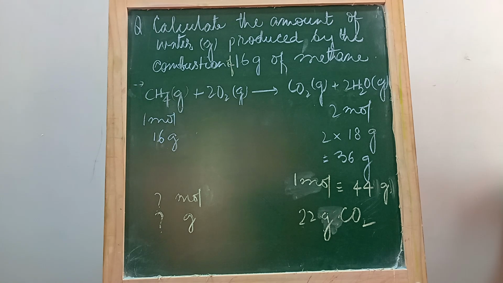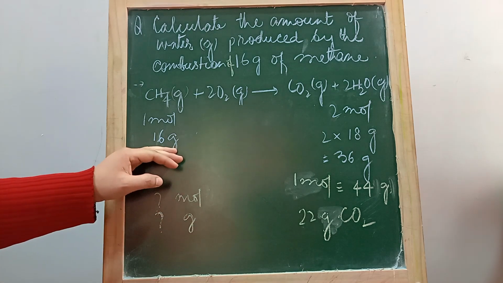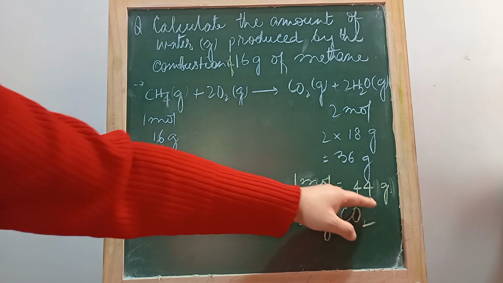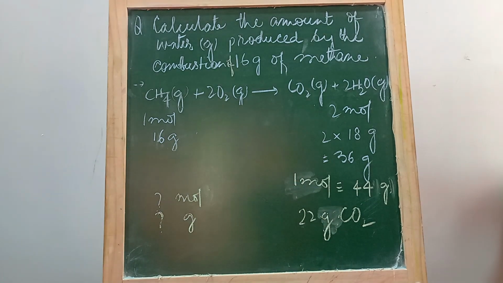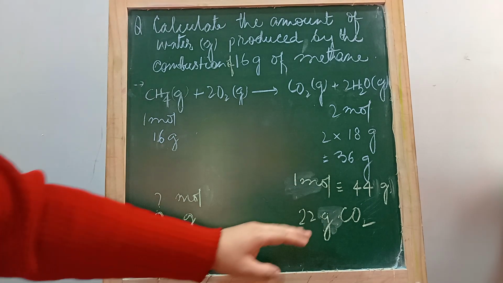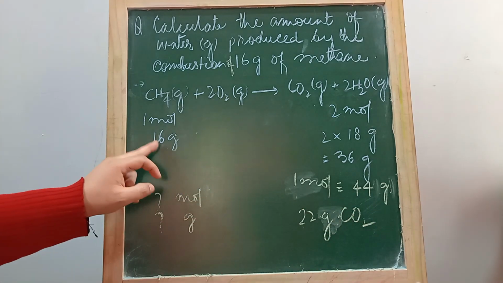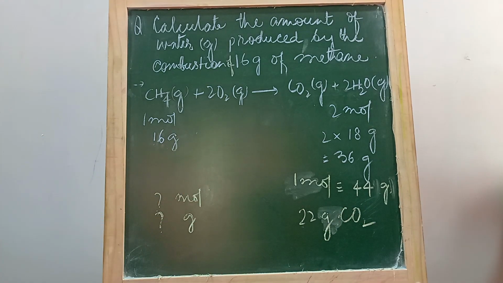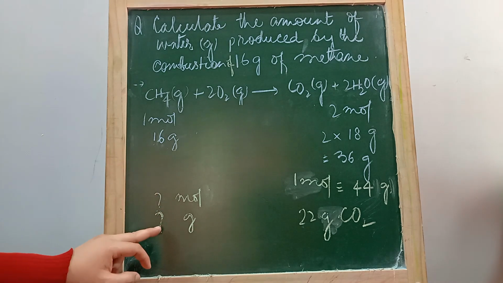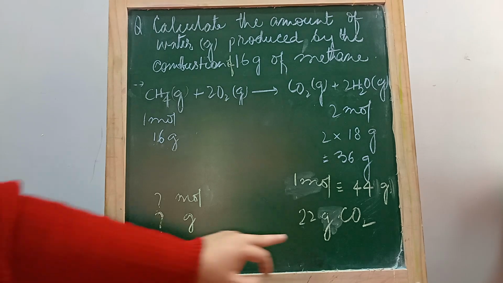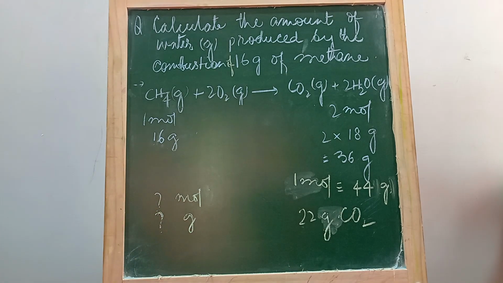So now what we have is, in order to get 44 gram of carbon dioxide, 16 gram of methane is needed. To get 22 gram, that's half of this, we will need half of the methane, that is 8 gram. Half of 16 equals 8. So 8 gram of methane is needed to get 22 gram of carbon dioxide.